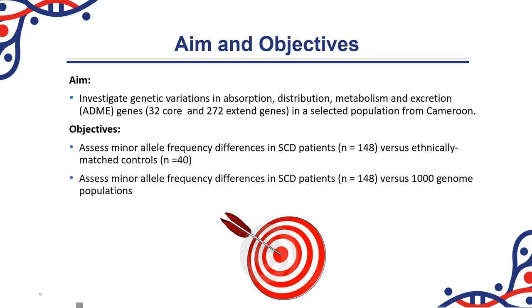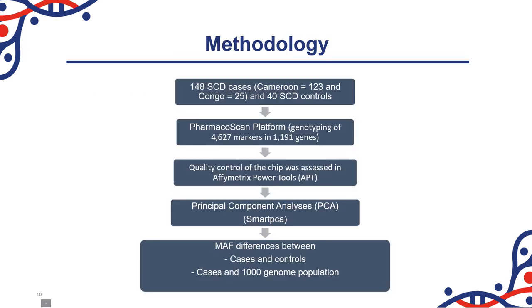The first one is to assess the mean allele frequency difference in sickle cell patients versus ethnically matched controls. The second one was to assess the mean allele frequency difference in sickle cell patients versus the 1000 Genomes Project populations. To achieve our aim, we set up a methodology.